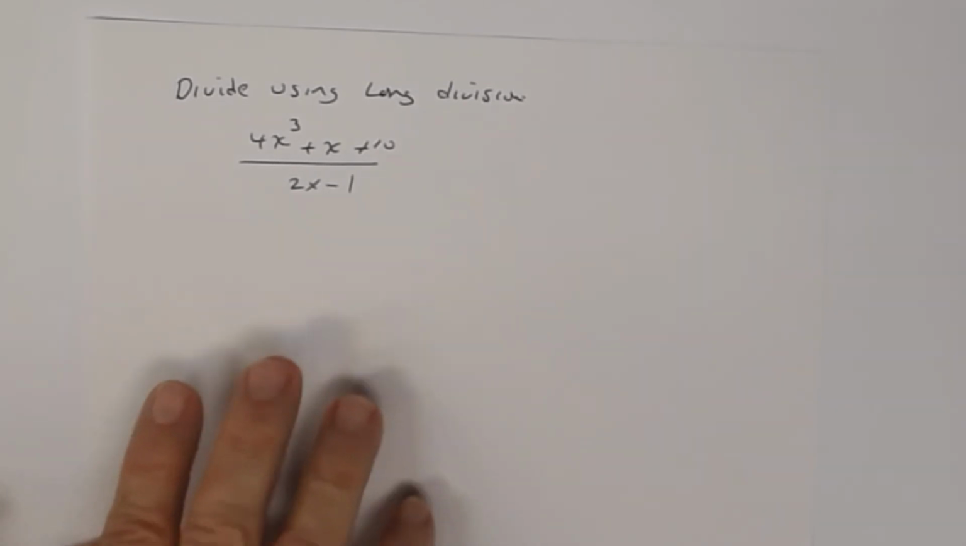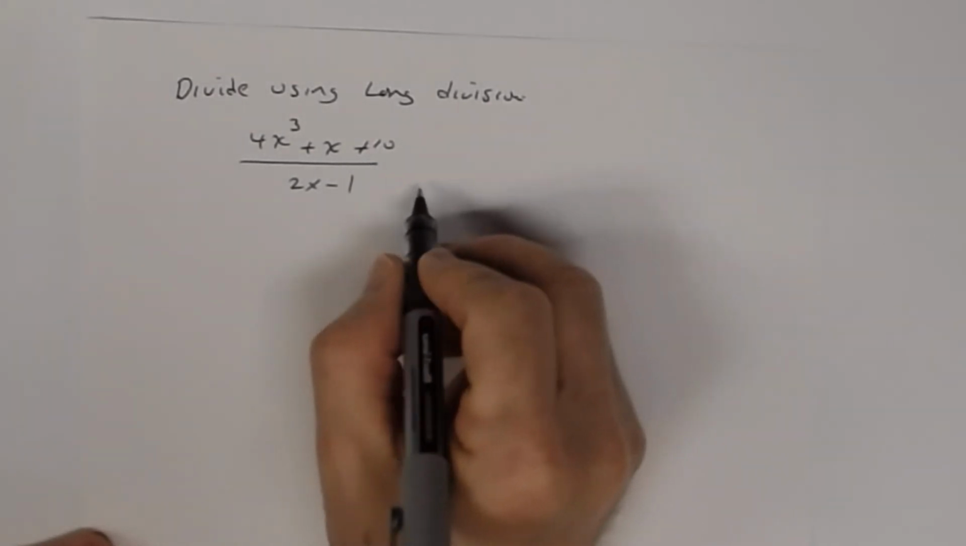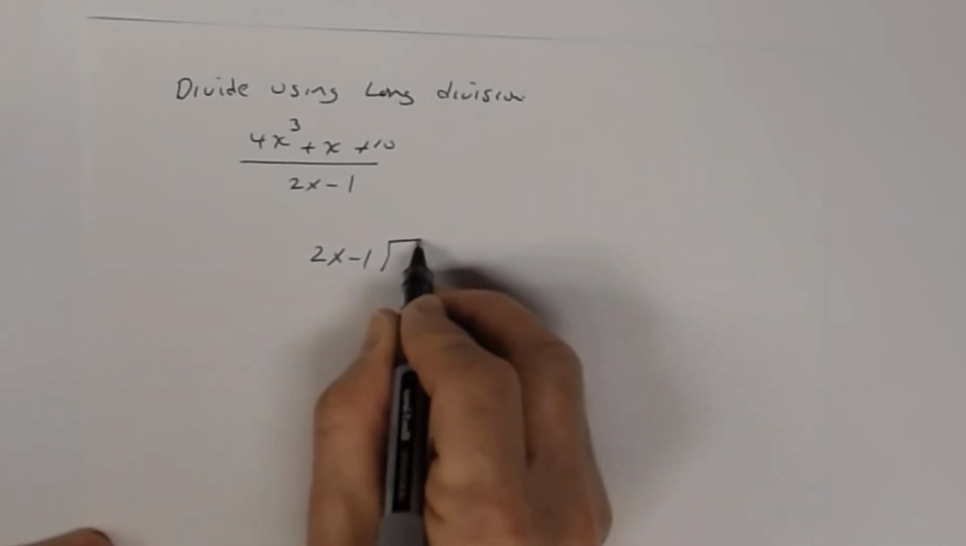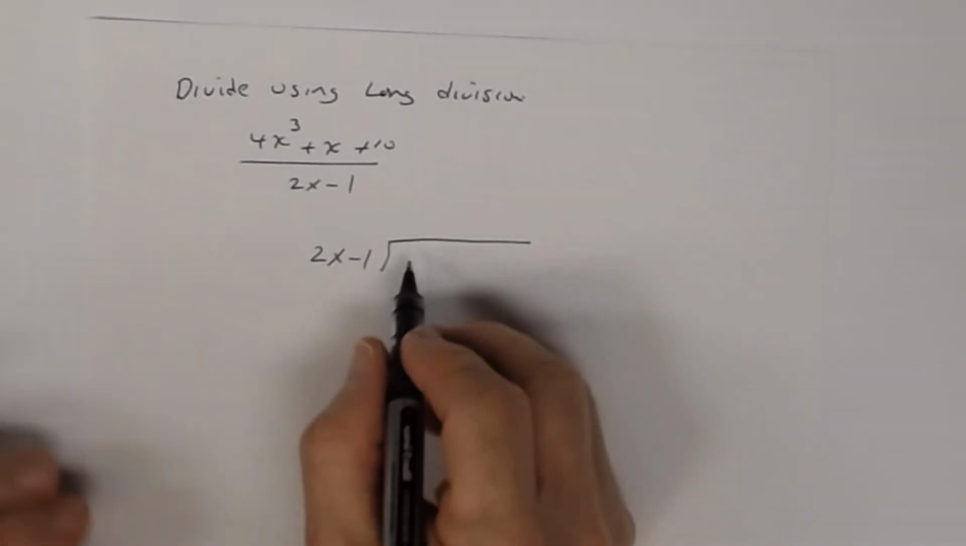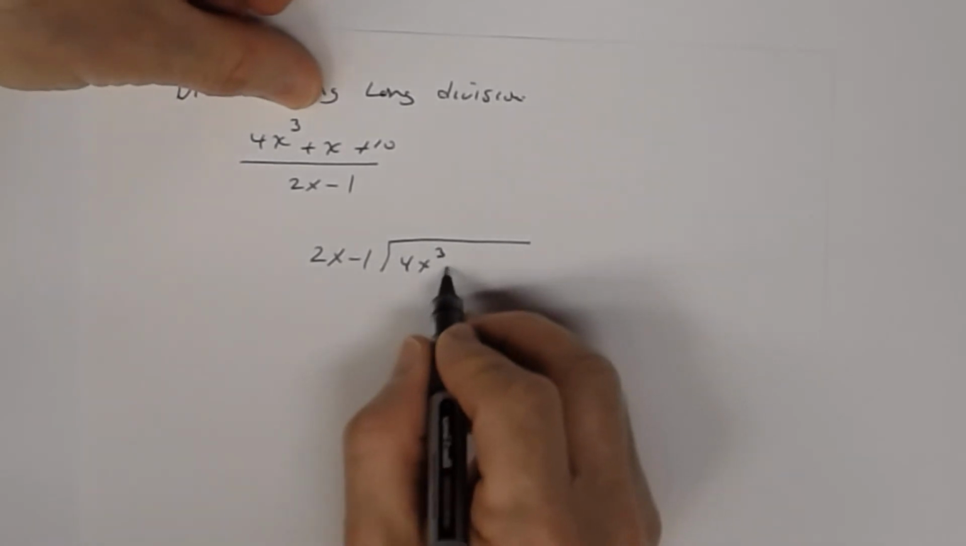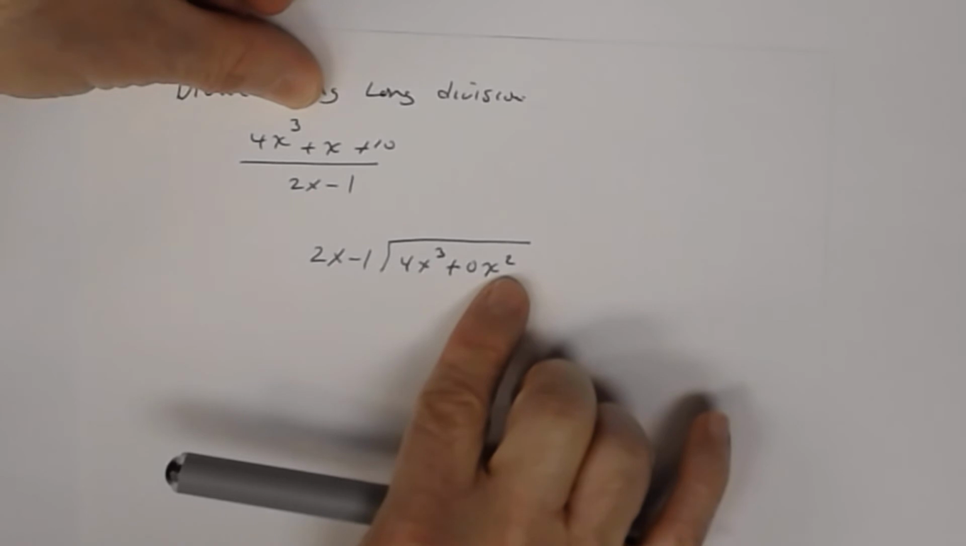Now the question is, how do you put it in there? The way you're going to do it is this. You're going to say 2x minus 1, which is your divisor, divides into your dividend. So you're going to say 4x cubed. I'm missing x squared, so I have to say 0x squared, because 0x squared is still 0, right?